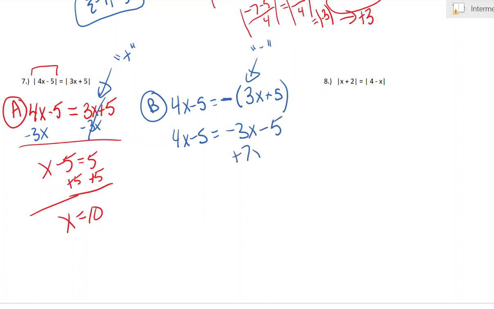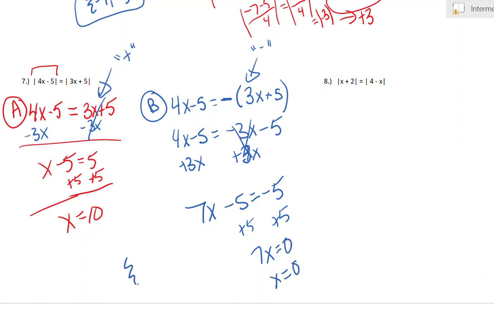So add 3x. And that's going to give us 7x minus 5 equals negative 5. I'm going to add 5. And then I get 7x equals 0. So x equals 0. So we get 0 and 10. Go ahead and pause the video and finish with number 8.